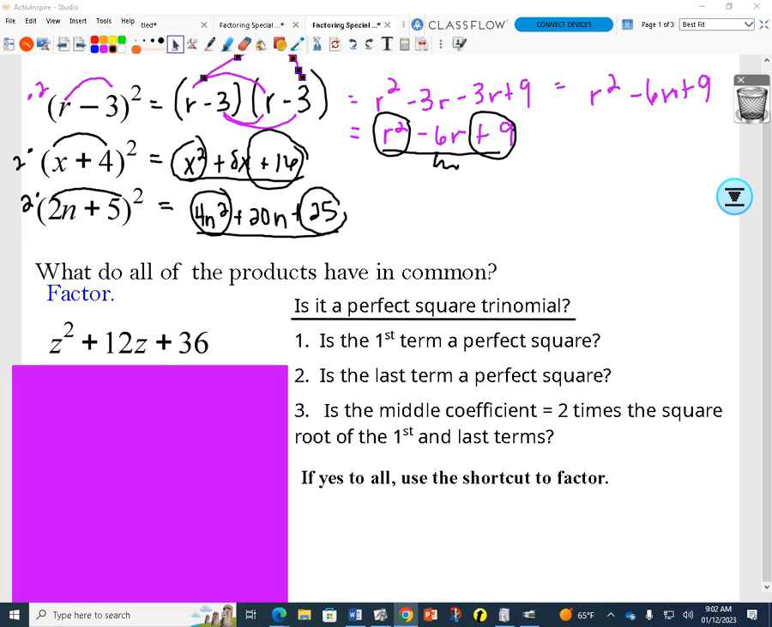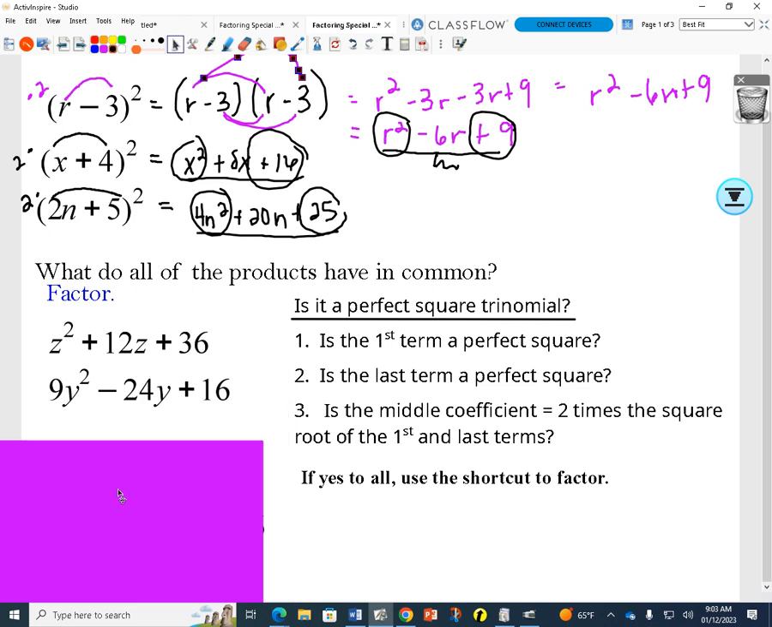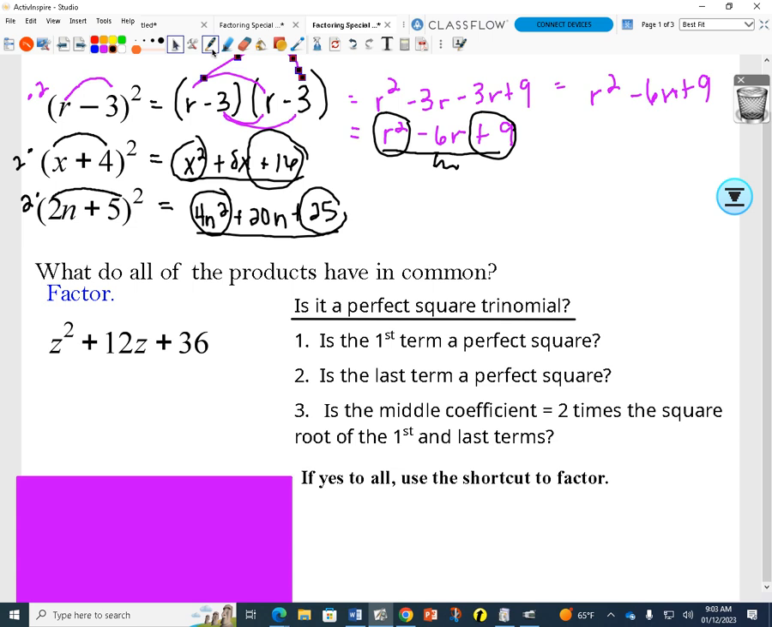All right, let's look. Is the first term a perfect square in this example? What do you think, Caleb? Is z squared a perfect square? Yes. So we're going to put number 1 is yes. How about, is the last term a perfect square? Claire? Yes. 6 times 6 is 36. That makes 36 a perfect square.